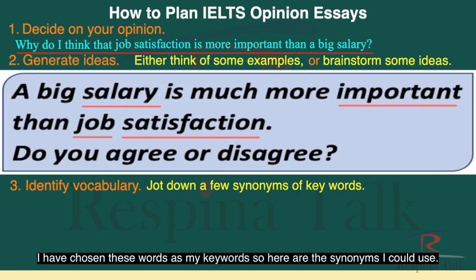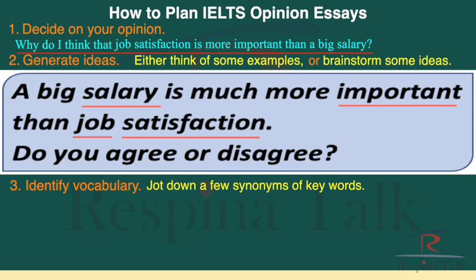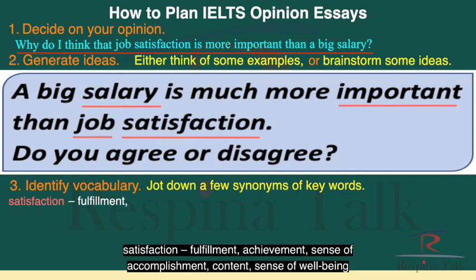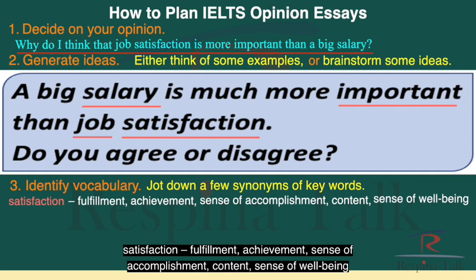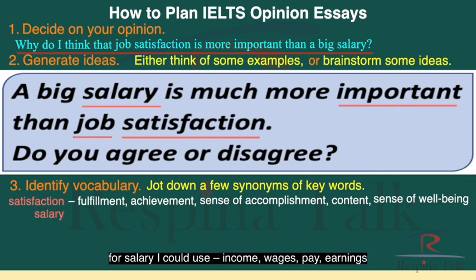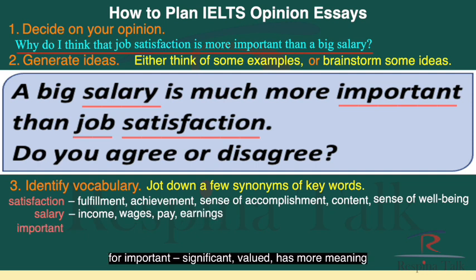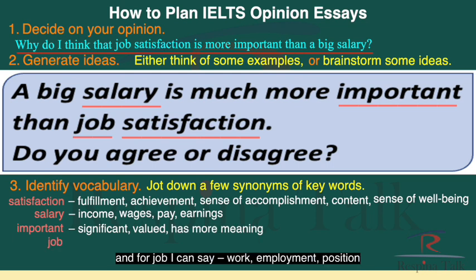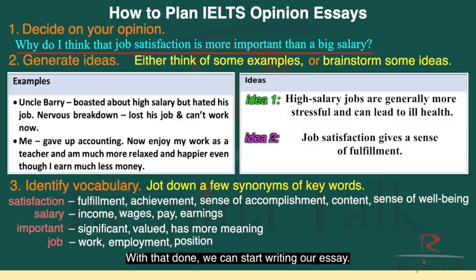I have chosen these words as my keywords, so here are the synonyms I could use: satisfaction, fulfillment, achievement, sense of accomplishment, content, sense of well-being. For salary, I could use income, wages, pay, and earnings. For important, I can say significant, valued, or has more meaning. And for job, I can say work, employment, or position. With that done, we can start writing our essay.